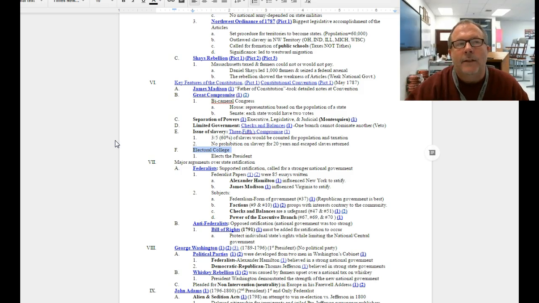In every case except for 5, the American people's popular vote has elected the president. There've been 5 elections where a president has lost the popular vote, but won the presidency because of the Electoral College. This concludes period 3, section 6, over key features of the Constitution.